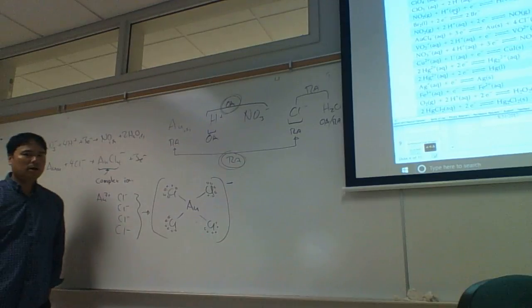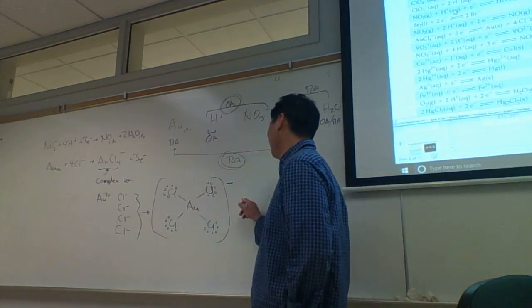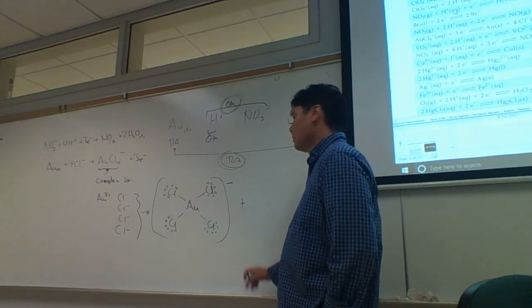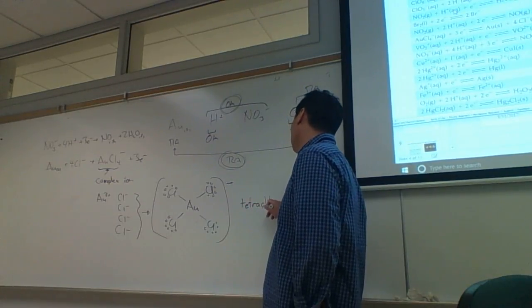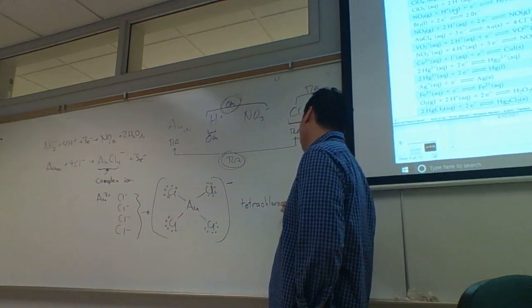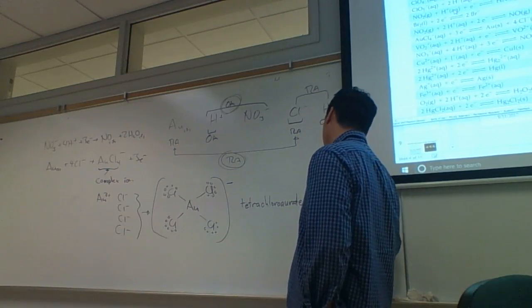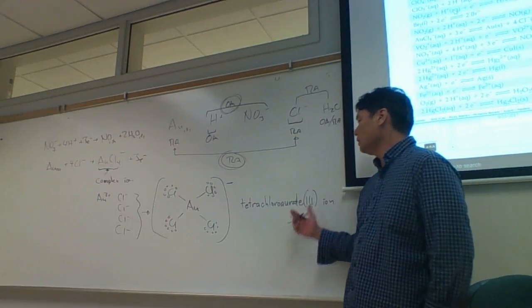And this has a name. Well, I told you the name yesterday. What was the name again? Or did I tell you the name? This is called tetrachloroaurate, Roman numeral 3 ion. Tetrachloroaurate 3 ion.